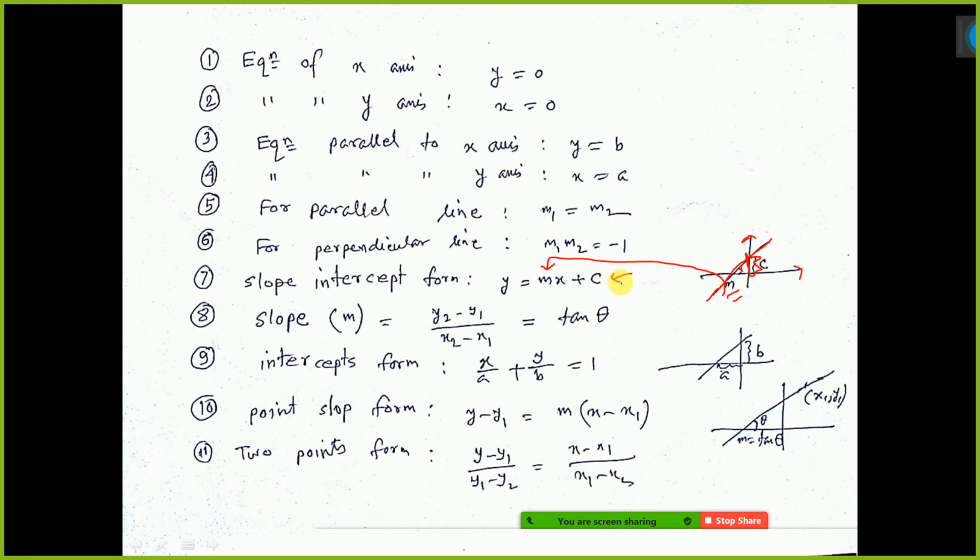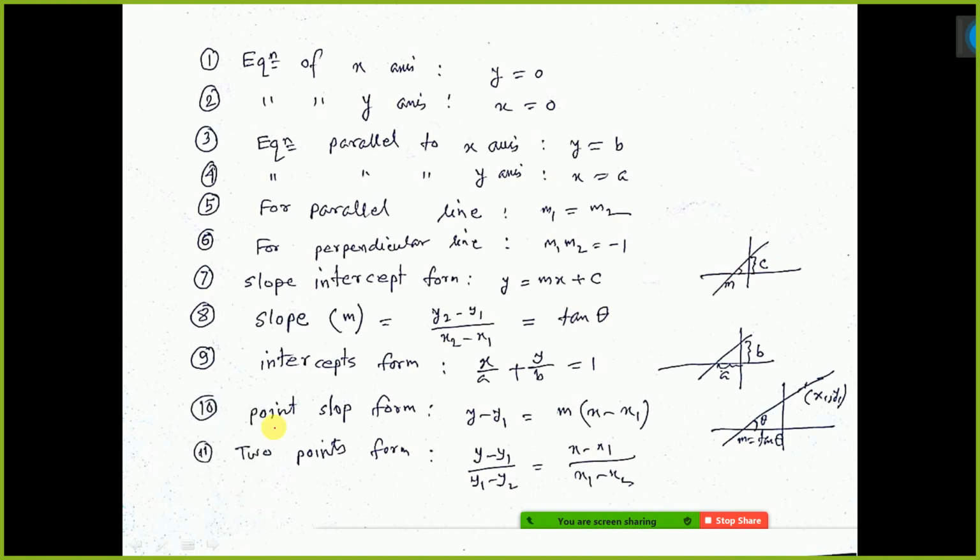So if C is given and M is given, we have to take this straight line. So you have to memorize it. After taking this straight line, we will put the values of M and C, then we will get the equation in slope intercept form. So this kind of equation we will get.